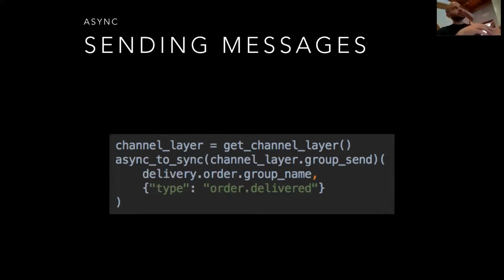And then there's a couple things we're doing here. I'm going to skip the async_to_sync; we'll talk about that in a second. But channel_layer.group_send is the actual Django Channels function. And then we're passing it delivery.order.group_name. So the idea is every order in our app has a group name, and usually the people who are subscribed to it are the buyer and seller. There's usually two people in the group.